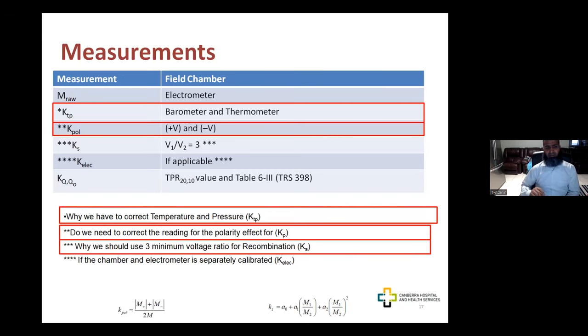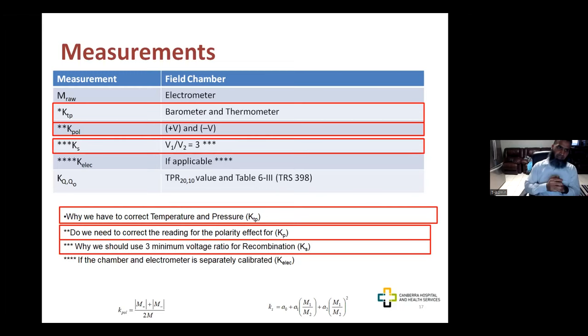And similarly, why do we use a minimum voltage ratio of three for the recombination? The ratio means, for example, you're doing it at 300 and 100. The ratio of 300 and 100 is 3. So why should we use a minimum voltage ratio of 3 for recombination? Why can't we use something like 200 and 100 or 300 and 200? You have to understand that. Please put your answer in your comment box.